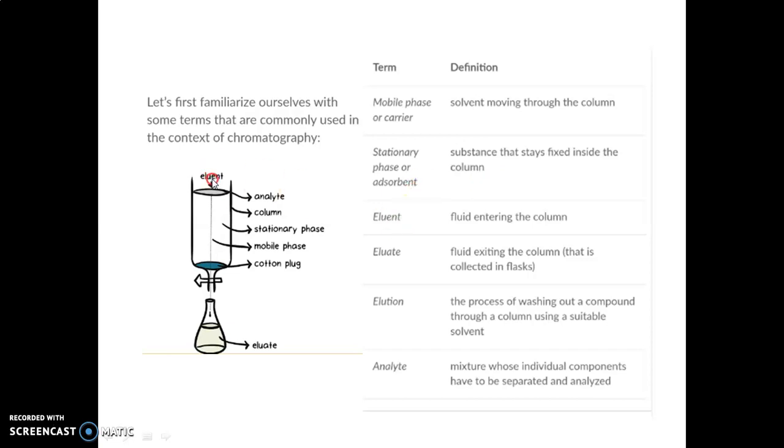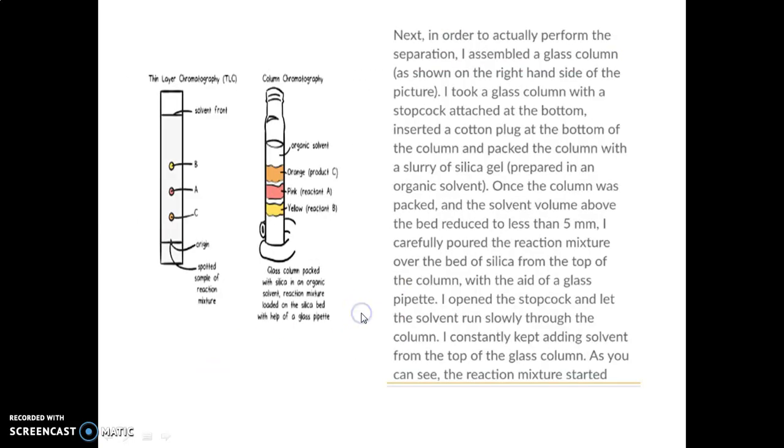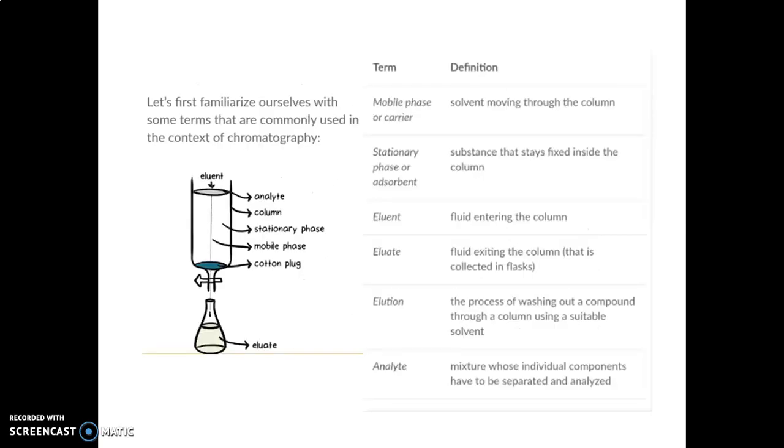Eluent, what is eluent? A fluid entering into the column. And eluate means what? A fluid exiting from the column, which is particularly collected in the flask. And elution means what? Actually the process of washing out the compound through the column using a suitable solvent. And analyte means what? Analyte means particularly a mixture whose individual components have to be separated.